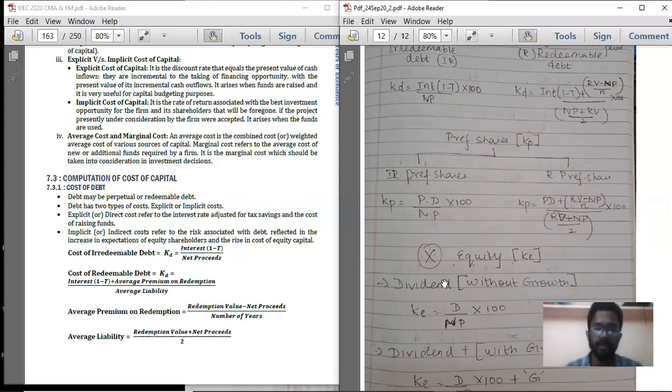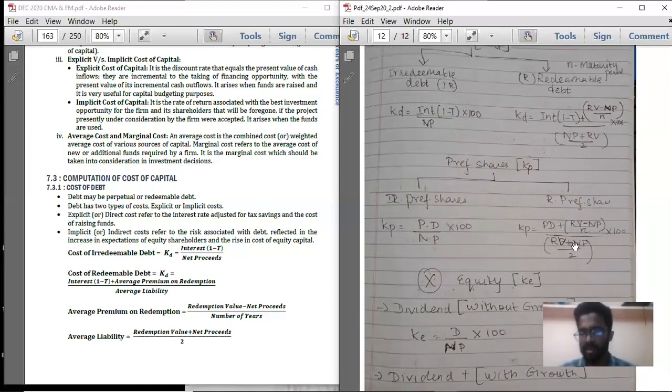In case of irredeemable, that is it. In case of redeemable, you should do the same thing with a different formula: redemption value minus net proceeds divided by n, whole divided by redemption value plus net proceeds divided by 2. Here it should be minus in the numerator, and in the denominator it should be plus.